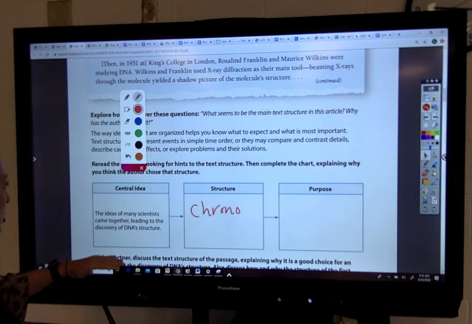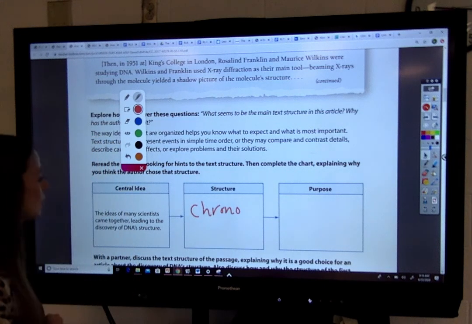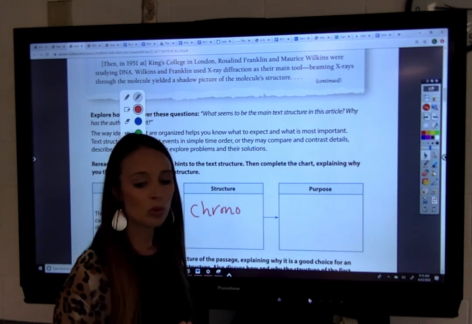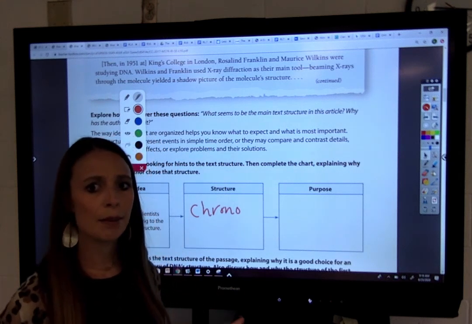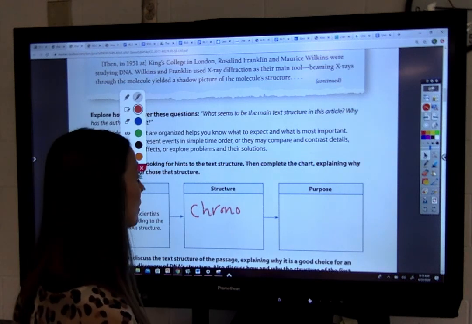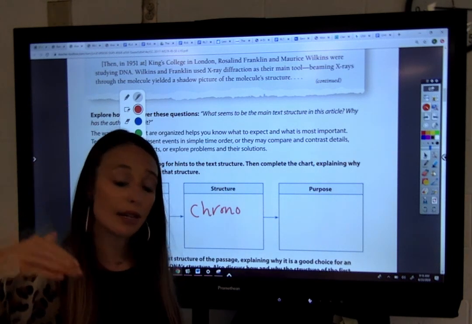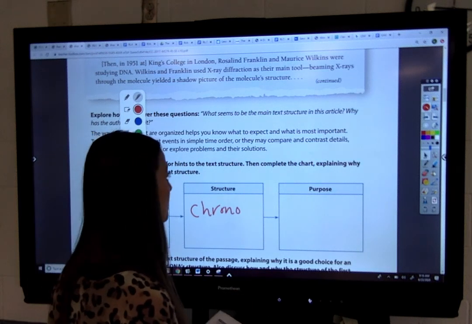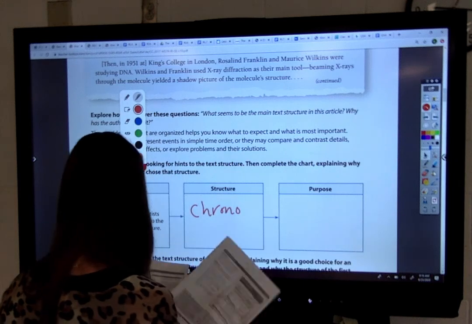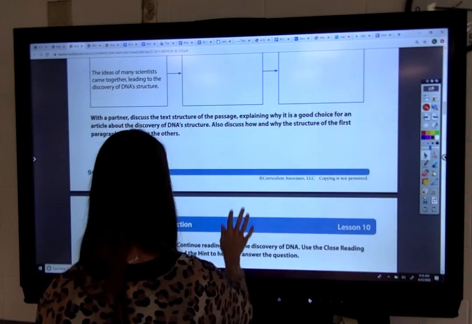Now, look at the central idea. The ideas of many scientists came together, leading to the discovery of DNA structure. So we know that the structure is chronological. Well, what's the author's purpose in putting it in chronological? Well, first of all, it allows us to see the process of how they discovered the DNA. That's the main thing that it does for us. So let's look and finish the story.